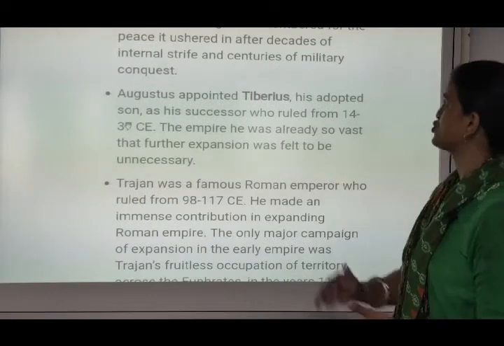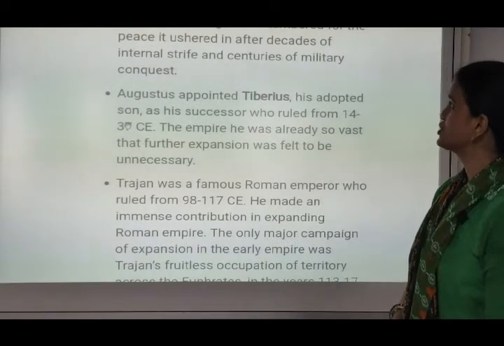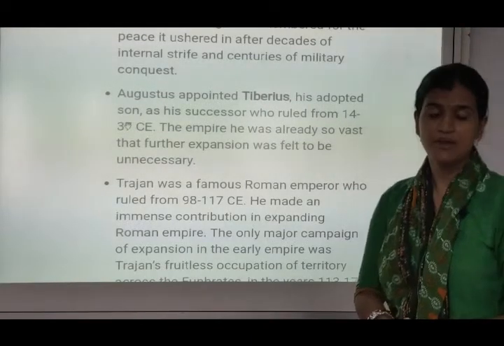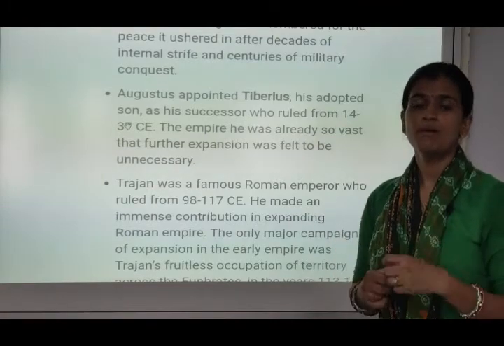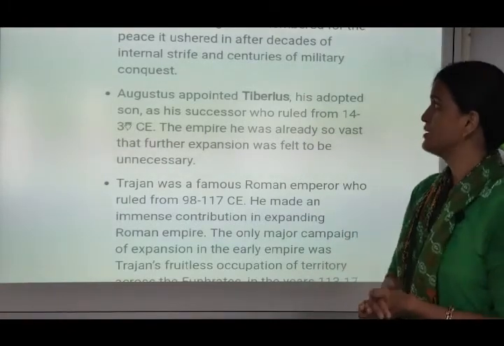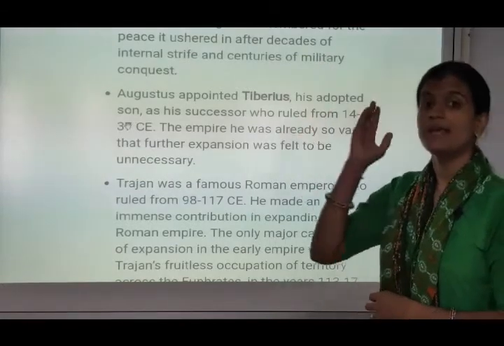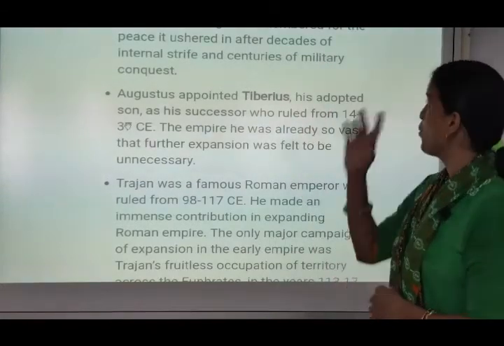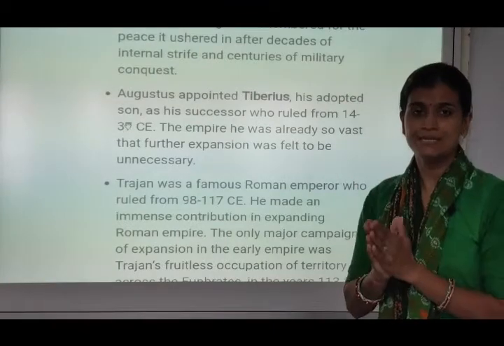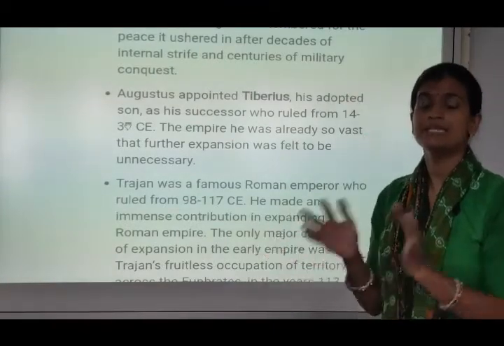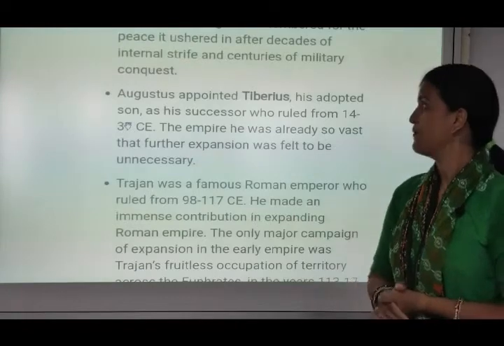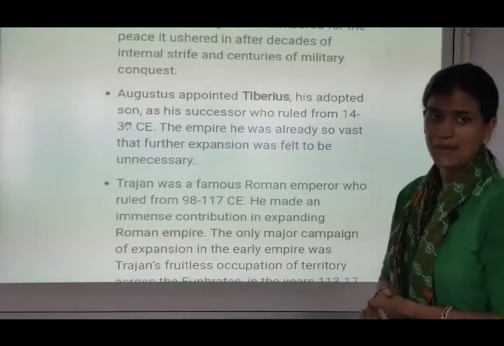The Augustan age is remembered for the peace it ushered in after decades of internal strife. It means there were a lot of problems, chaos and confusion. But after decades of all this, in the Augustan age, when the emperor was Augustus, what happened? It is remembered for peace. At the time of Augustus, there was peace in the empire, after centuries of military conquest.